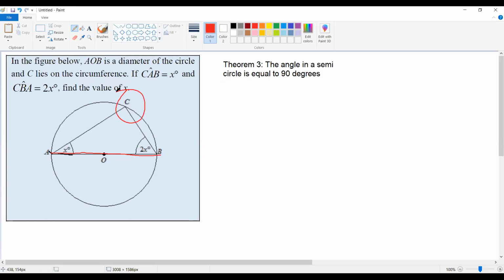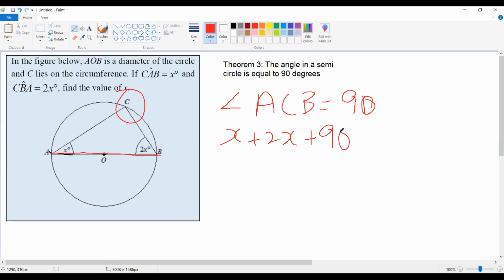That being said, we know that angle ACB is equal to 90 degrees. Okay? So that means that, and remember, all the angles in a triangle add up to 180 degrees. So that means that x plus 2x plus 90 is equal to 180 degrees. So 3x plus 90 is equal to 180 degrees. Of course, all of these are degrees, right?